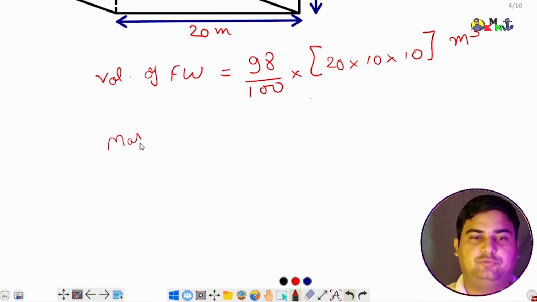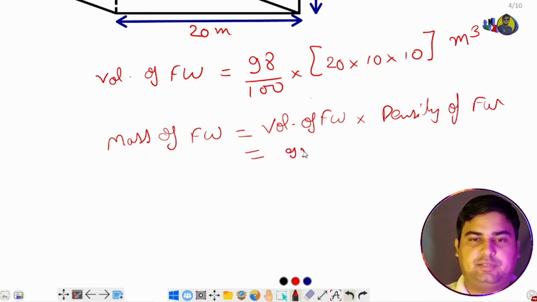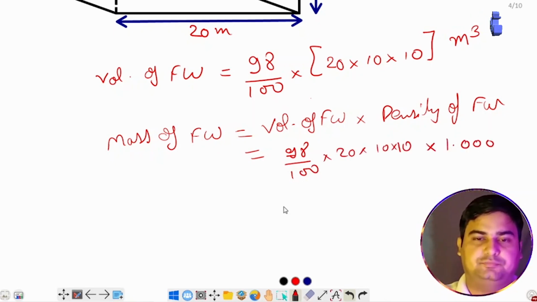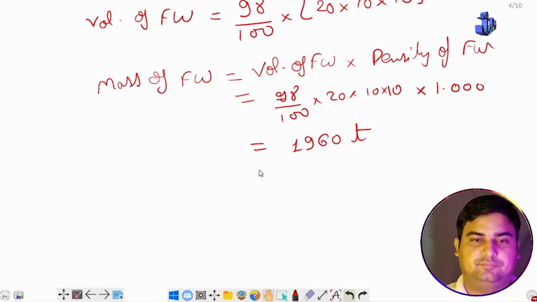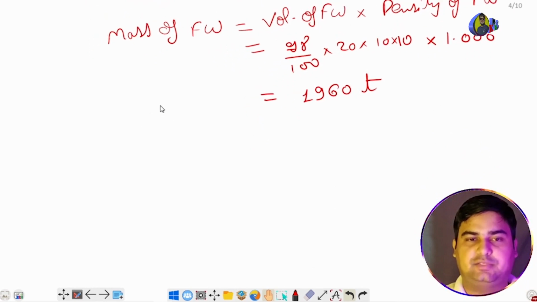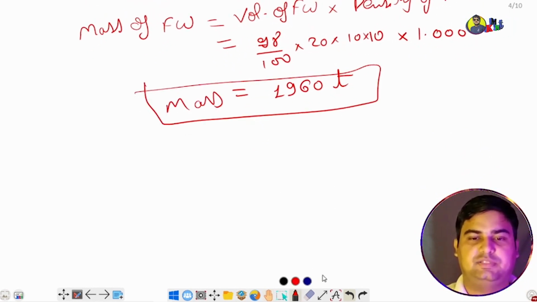Now we need to find out the mass of fresh water. That will be equal to volume of fresh water into density of fresh water. So volume, as we have written, is 98 divided by 100 into 20 into 10 into 10 into 1.000. So it will be 1960 tons. So we have found the mass of fresh water. This is the mass of fresh water.